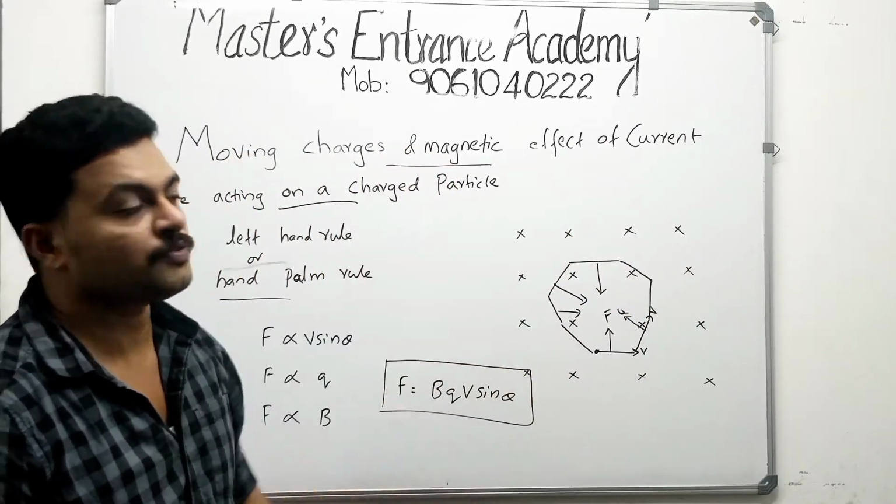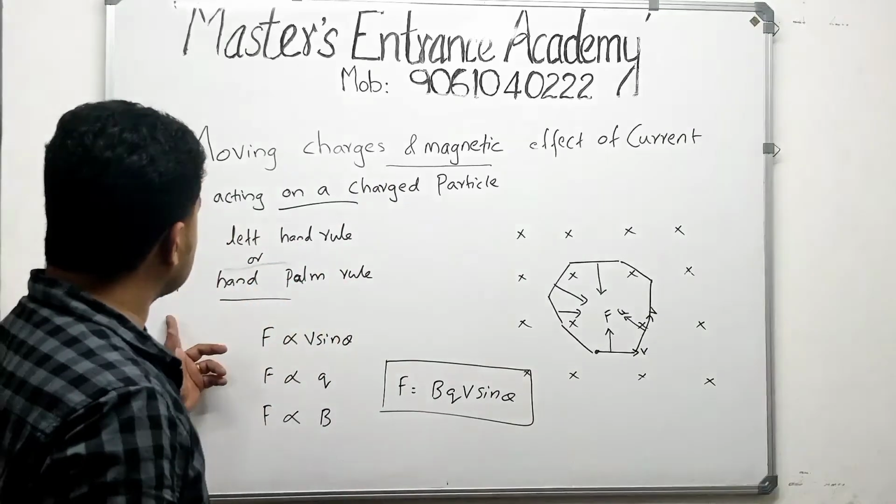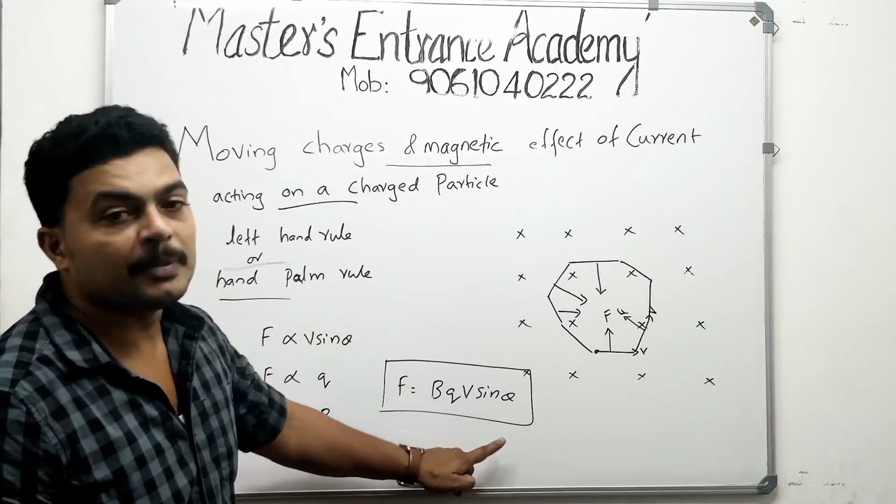So the direction of force can be found using the two rules: Fleming's left hand rule, or motor rule, and the right hand palm rule. This is the expression for magnetic force: F is equal to BQV sin theta.